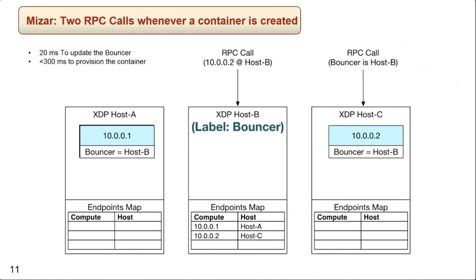So we're telling the bouncer on host B that we have another endpoint, 10.0.0.2, which is hosted at host C. Okay, and we're all done, basically. And on host C, we tell the endpoint 10.0.0.2, your bouncer is on host B. So these RPCs are standard gRPC calls. They typically take, for example, 20 milliseconds for the RPC call to update the bouncer, and then more or less about 300 milliseconds or so to provision the container endpoint.